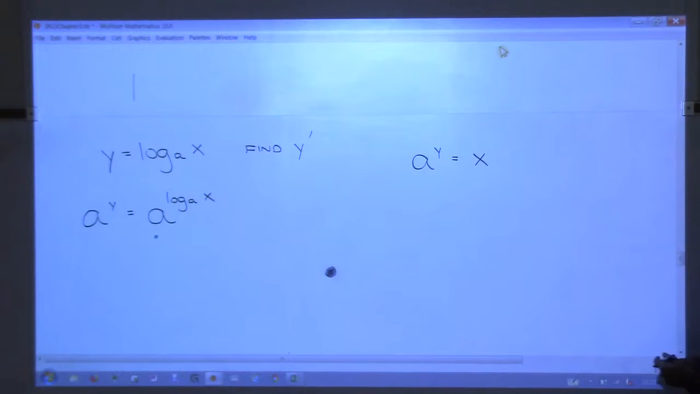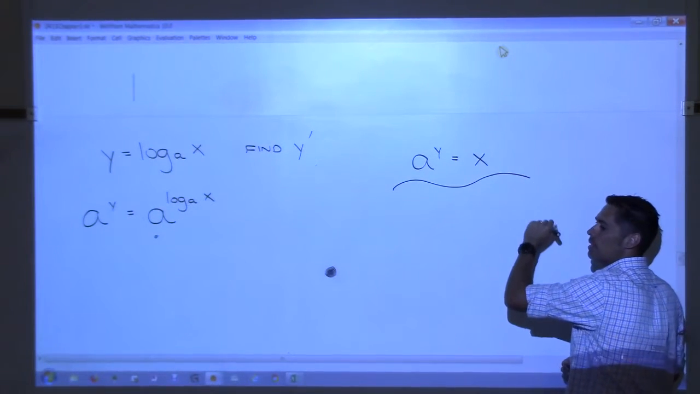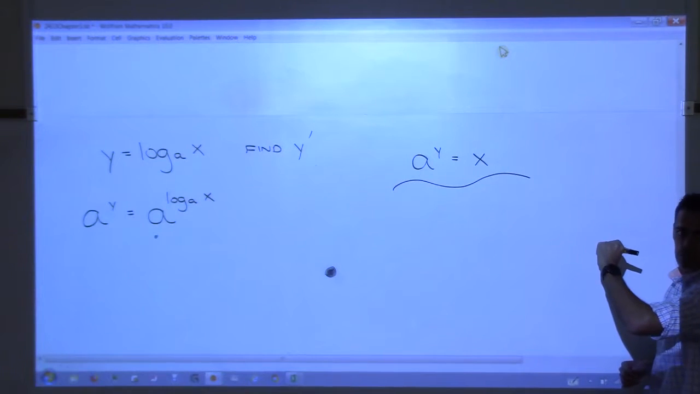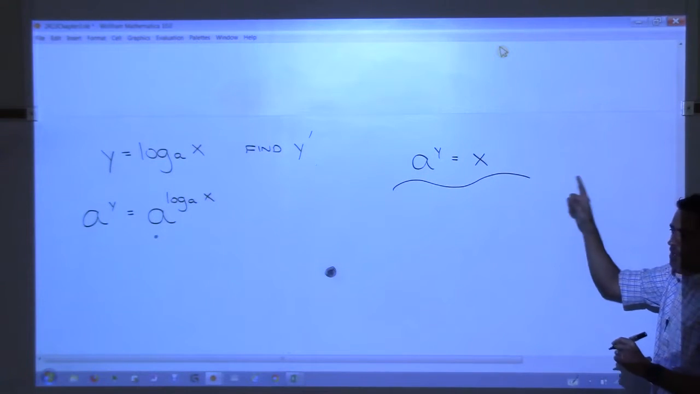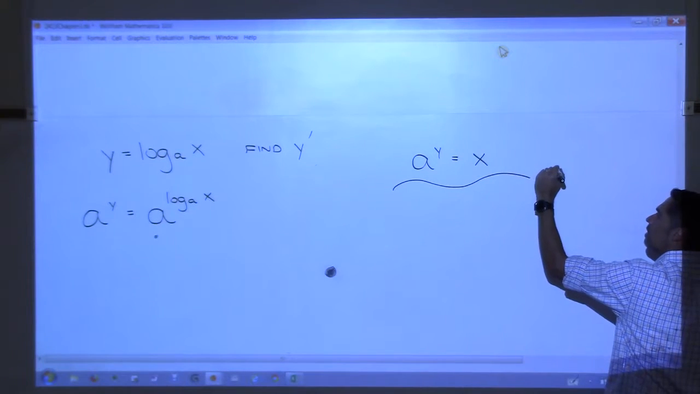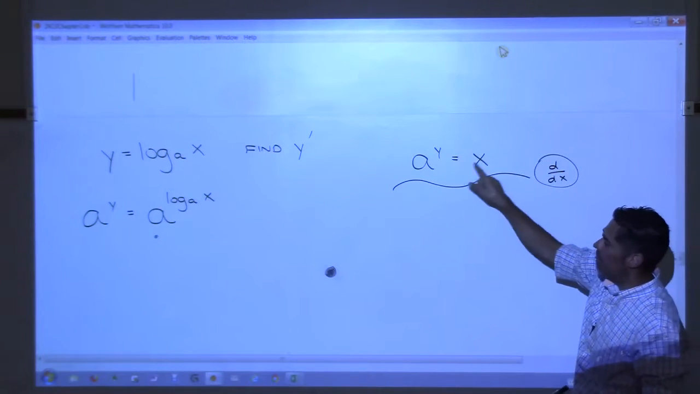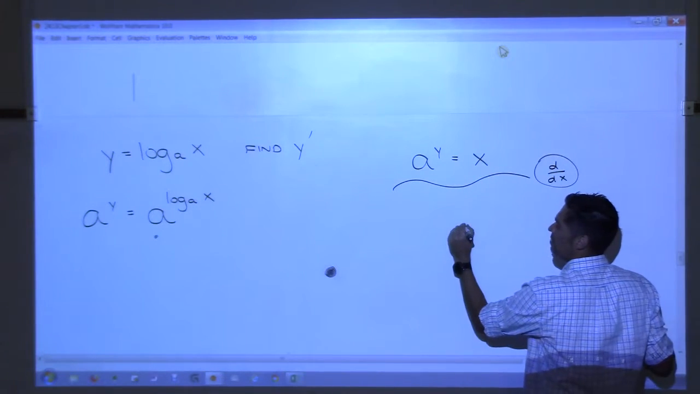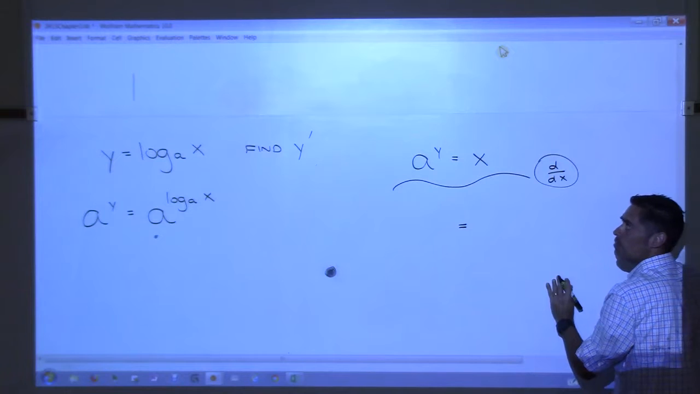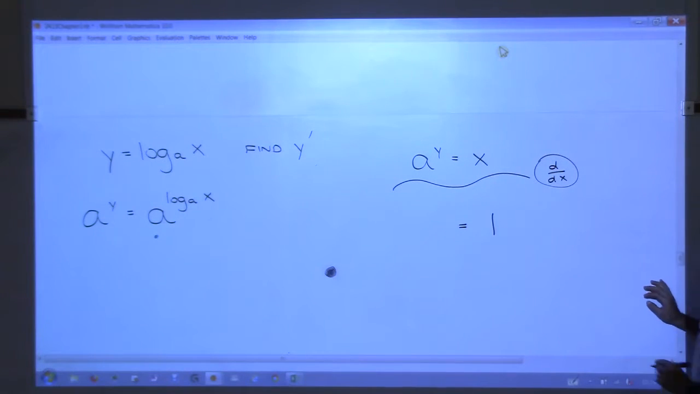Now what I'm going to do is implicit differentiation. I'm going to take the derivative of the left and the right hand sides with respect to x. So I'm going to be doing d dx, if you need a reminder of what I'm doing here. I'm taking d dx on both sides. Let's start with the right side. What's the derivative of x with respect to x? 1. Right? The derivative of x with respect to x is 1.